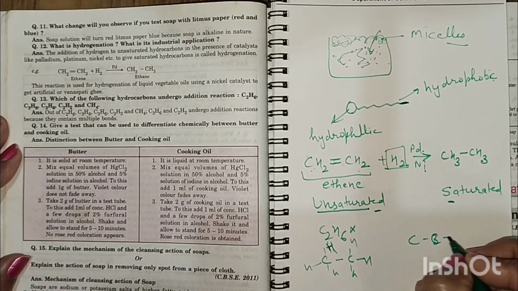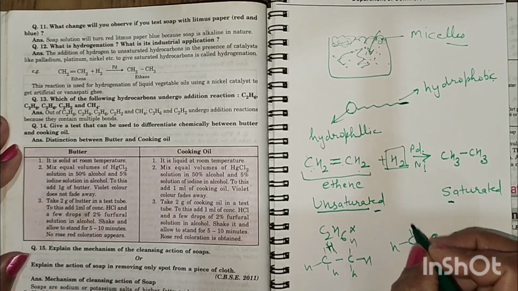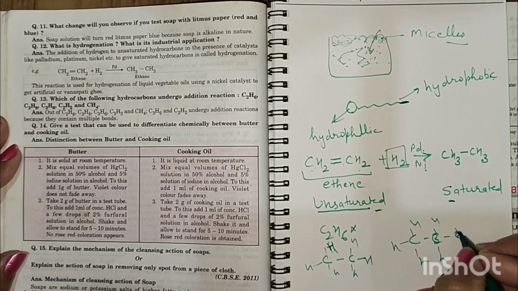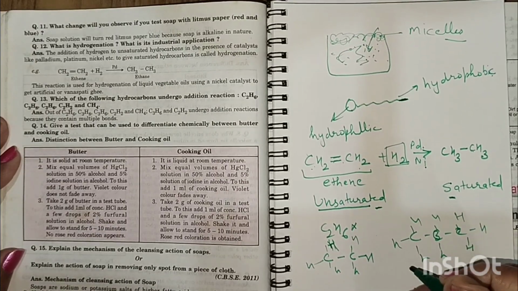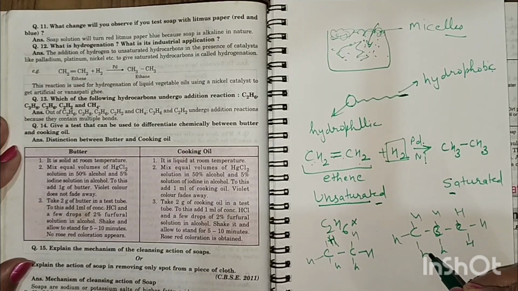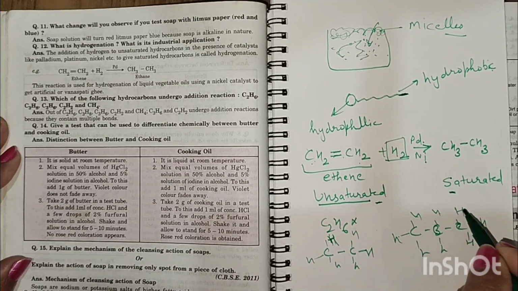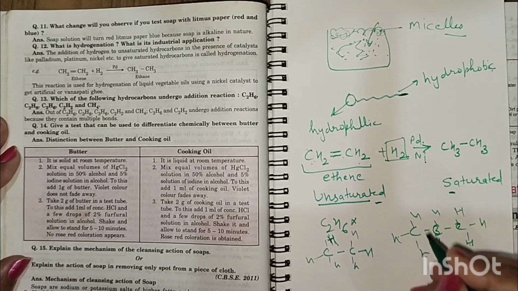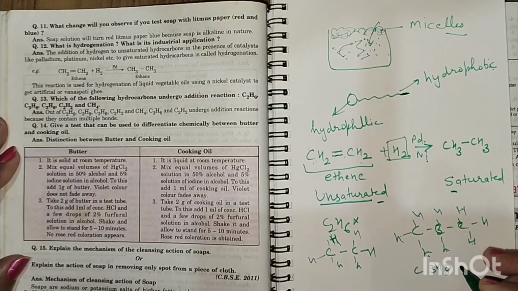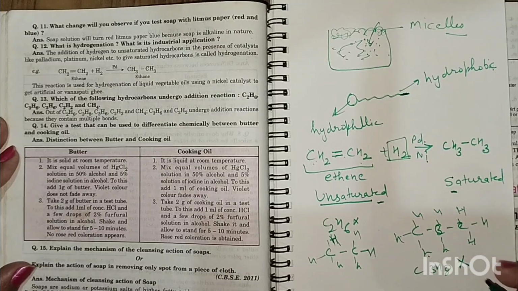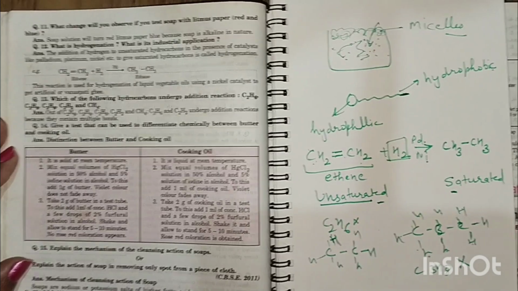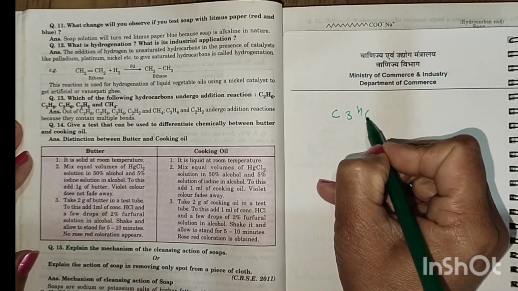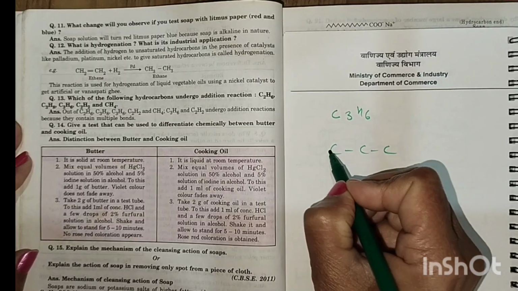If we draw the structure of C3H8, it will also not show the addition reaction because all are single bonds and it is saturated. Now we will draw the structure for C3H6.